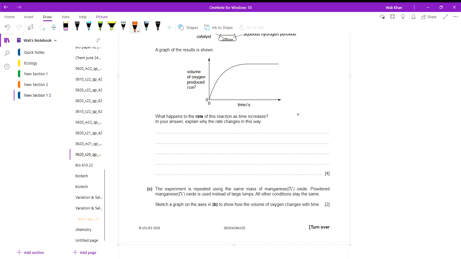What happened to the rate of this reaction as time increases? The reaction stops. Okay. In your answer, explain why the rate changes in this way. So basically, the rate has stopped, okay. So write it down. First write initially, or however you want to start your sentence. You can also write at the start of the experiment. Okay, so I am using initially here.